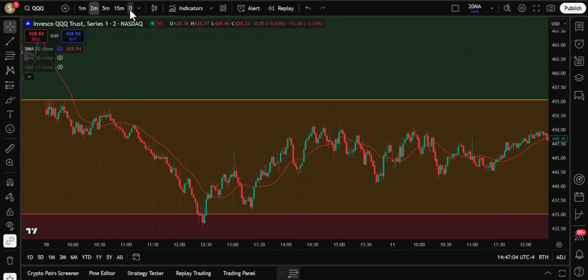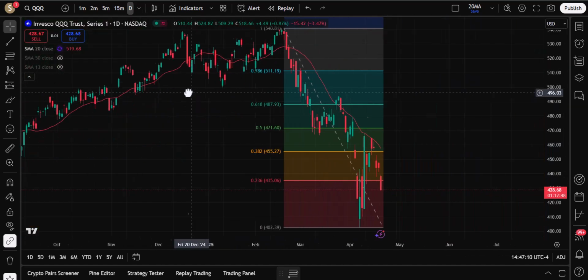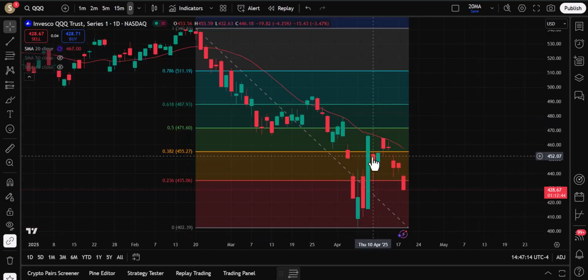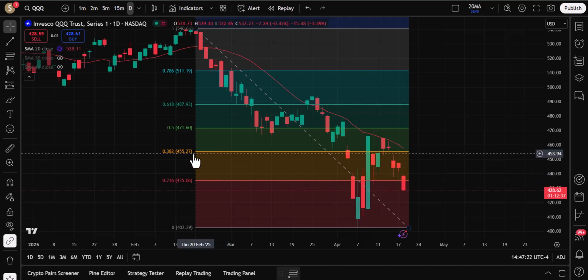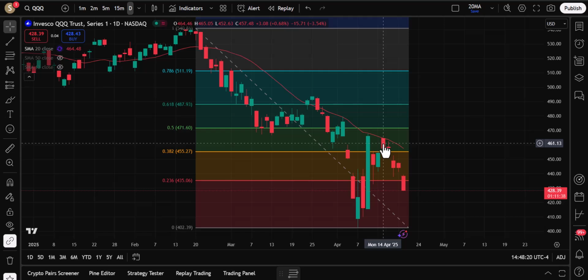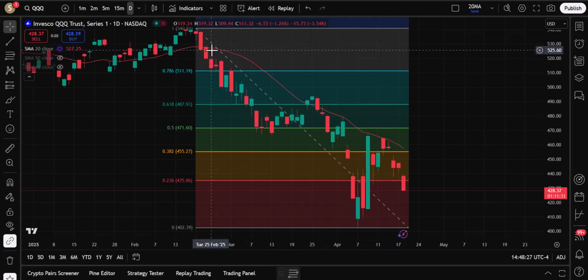Now let's go back to the daily chart, and I'll show you that day again, right? This is the 10th. We opened here, moved all the way down from the 38% to the 23% levels on the Fibonacci lines, and then moved all the way back up. On this day, the 14th, we opened up right at the 20, and you have a falling 20. And again, each time we touched that 20, we had a reaction lower.